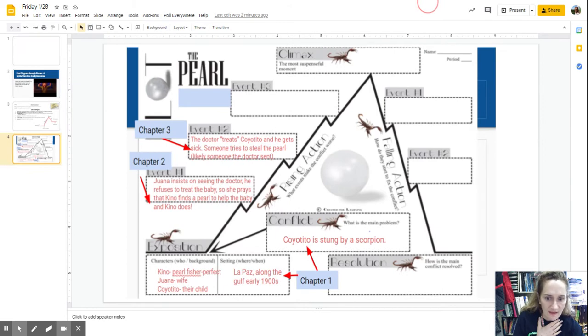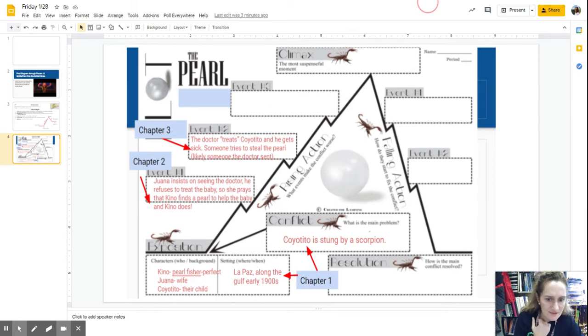At the beginning of the story, we have the exposition, which is where the characters are introduced, and we learn about Kino, how he's a pearl fisherman, how he's got this perfect life, how they're very simple people. They live in this brush house, in a more primitive fashion, most likely about 120 to 150 years ago. Their life is very simple, but they're very happy.